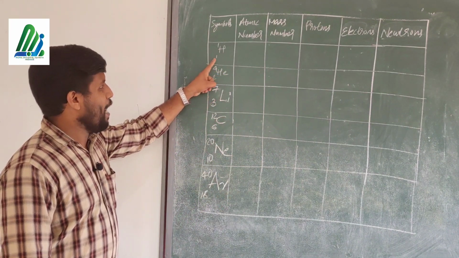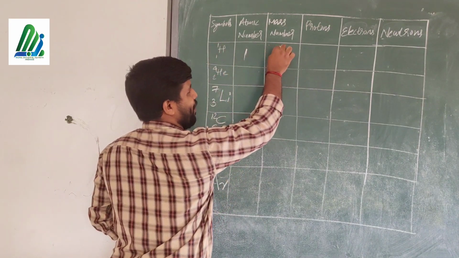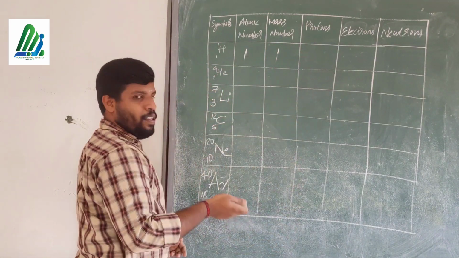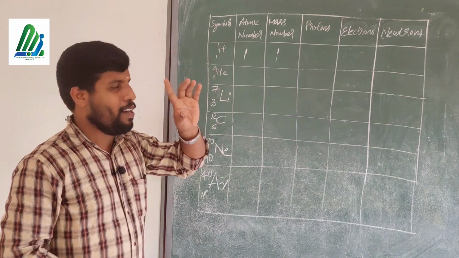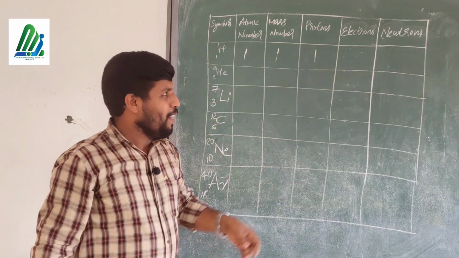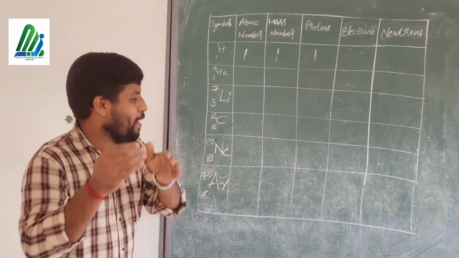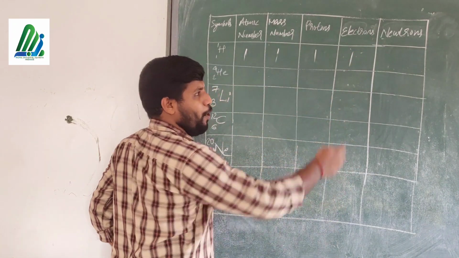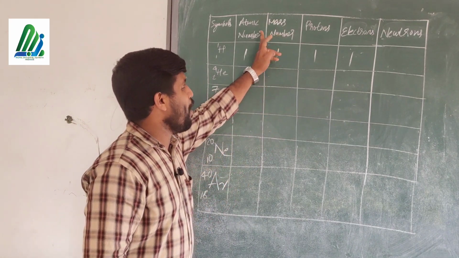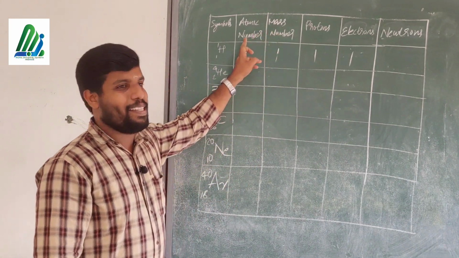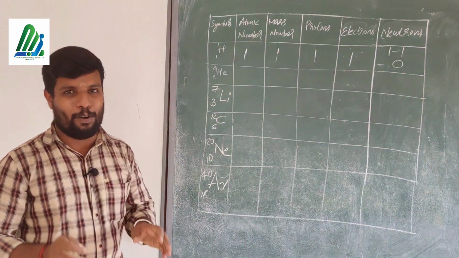So H, hydrogen: atomic number 1, mass number 1. The number of protons is equal to the atomic number, so the number of protons is also 1. The number of protons and electrons are equal in an atom, so the electron is also 1. Neutron: how can you calculate the number of neutrons? Number of neutrons is equal to mass number minus atomic number. So the value is 0. The number of neutrons is 0.